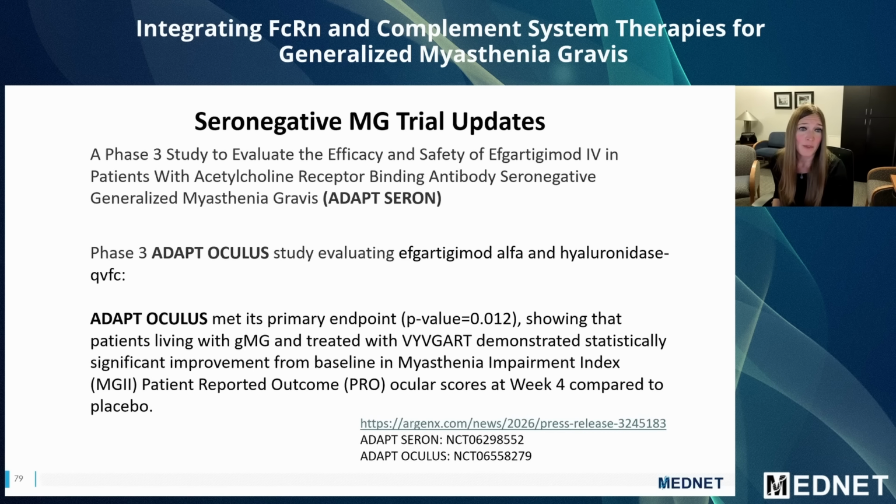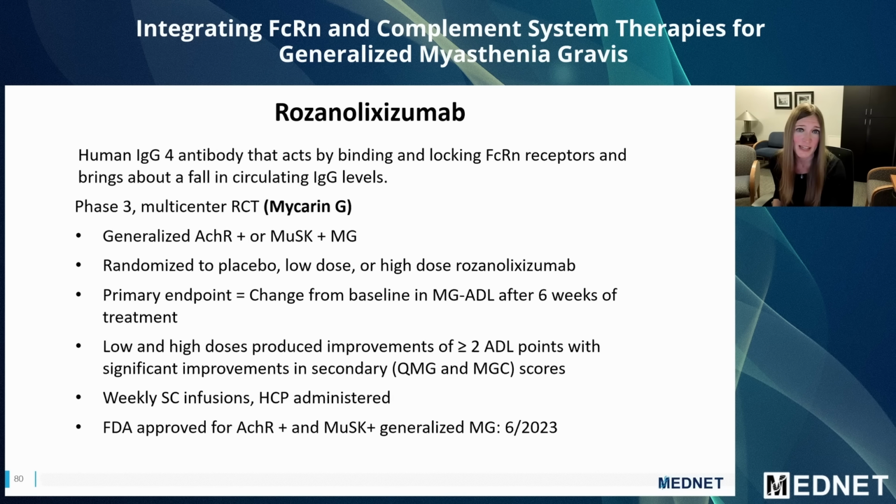And so there were some initial results stating preliminarily that the Oculus trial, or ocular only MG, did have a good outcome with treatment with efgartigimod. So we'll see where those trials go and availability for those patients, potentially. And then MycarinG was the study for rozanolixizumab. That is the weekly sub-Q infusion, and this is approved for acetylcholine receptor positive and MuSK positive patients as of 2023.